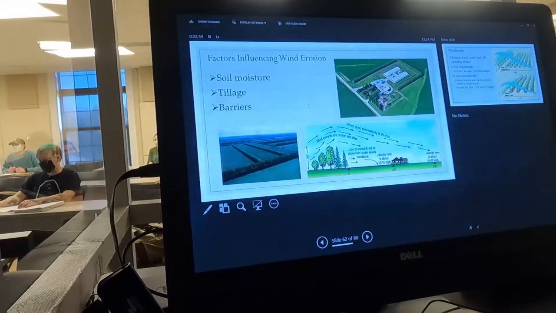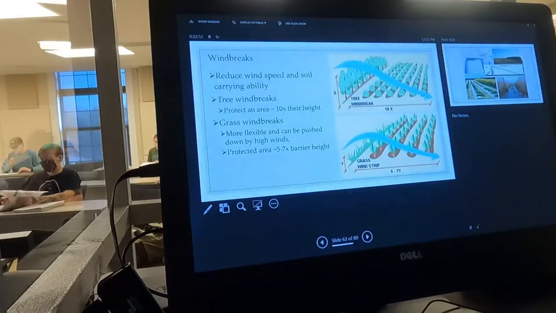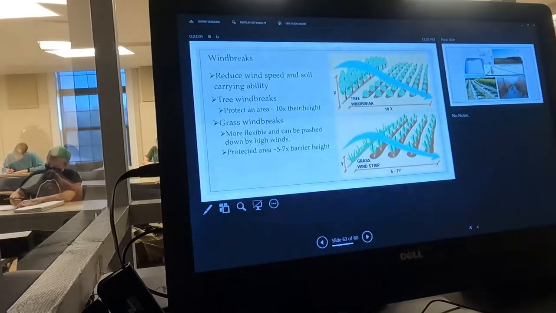And then finally, we want to put some kind of barrier up so that we can at least minimize most of the wind erosion around our house. So we want to add some windbreaks, and what these windbreaks are going to do, obviously, is decrease the velocity and the flow of the wind.